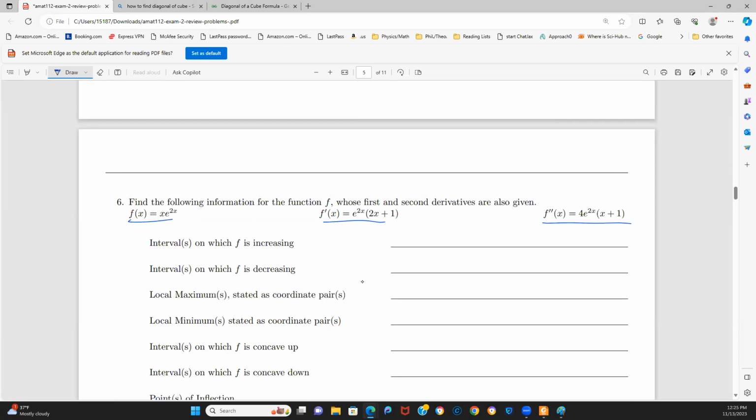So first of all, where's it increasing and decreasing? That you get by the first derivative. So note that e to the 2x is always positive. So this factor right here completely determines the sign. So the first derivative is positive when 2x plus 1 is positive. And so that implies that x is bigger than negative 1/2.